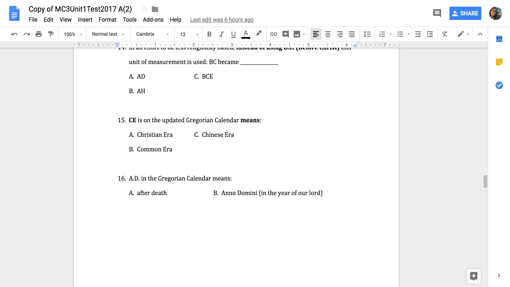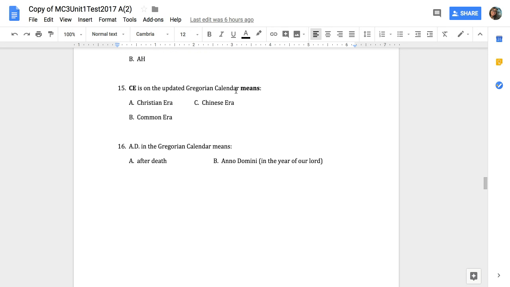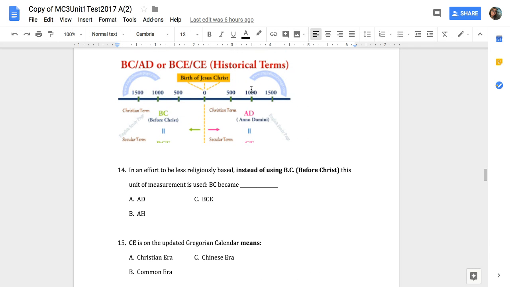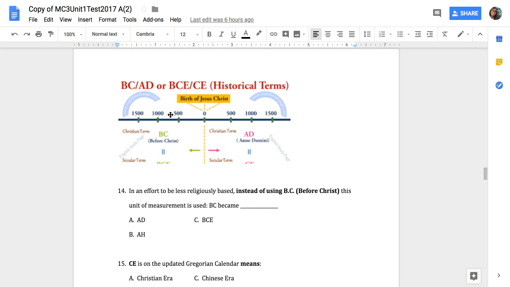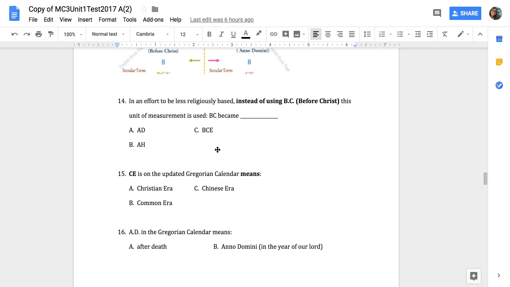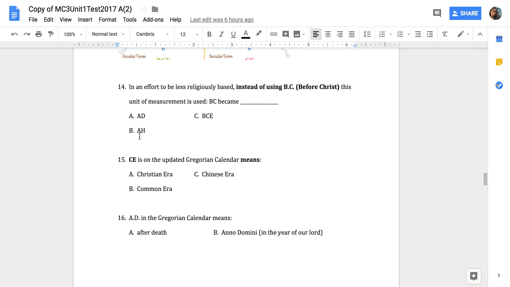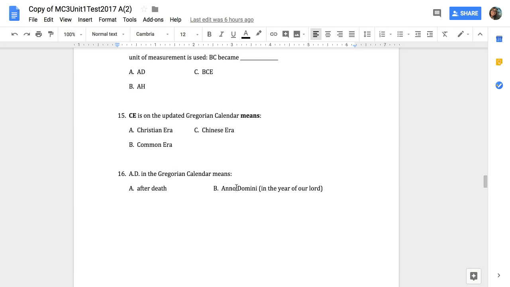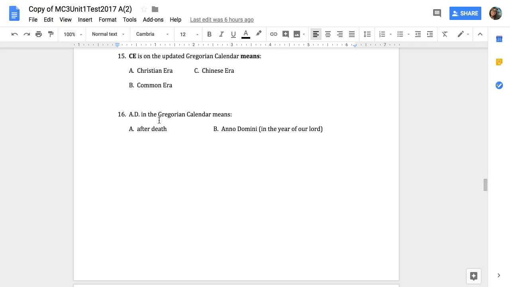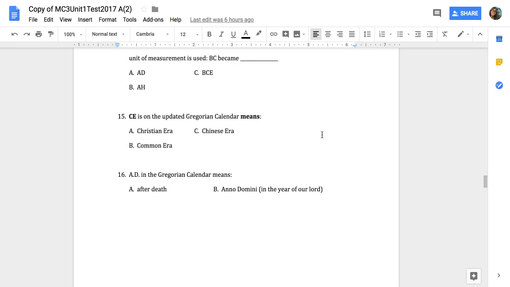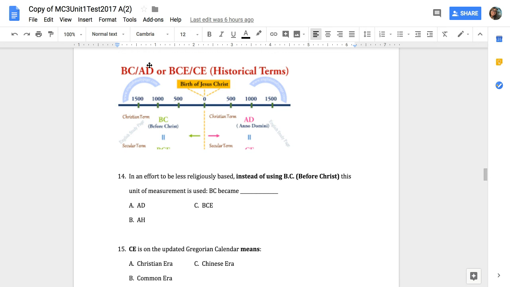Number 15, CE is on the updated Gregorian calendar. What does CE mean? So look up here to help you kind of remember. What do you think CE means? Does it mean Christian era? B, Common era. C, Chinese era. Number 16, AD in the Gregorian calendar means A, After death. B, Anno Domini in the year of our Lord. I might go back up here and see if there's something that can help me with that one.